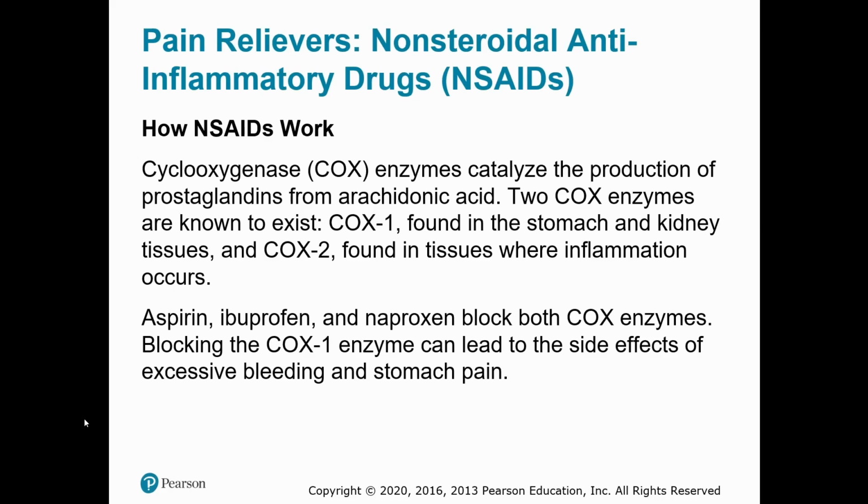Cyclooxygenase catalyzes the production of prostaglandins from arachidonic acid. Two of these types of enzymes are known to exist, one found in the stomach and kidney tissues, and one found in tissues where inflammation occurs. This class of drugs blocks both of these enzymes. Blocking the COX-1 enzyme can lead to side effects, including excessive bleeding and stomach pain.